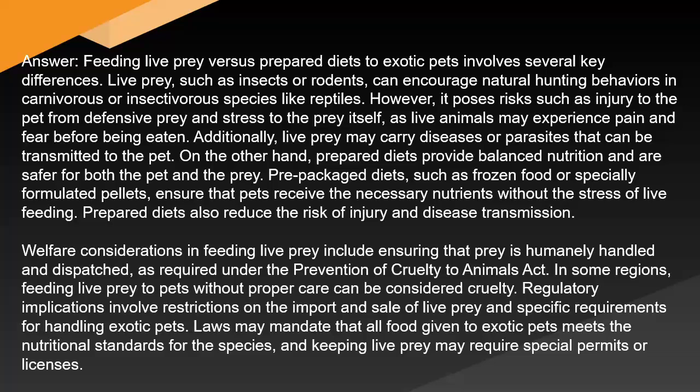Welfare considerations in feeding live prey include ensuring that prey is humanely handled and dispatched as required under the Prevention of Cruelty to Animals Act. In some regions, feeding live prey to pets without proper care can be considered cruelty. Regulatory implications involve restrictions on the import and sale of live prey and specific requirements for handling exotic pets. Laws may mandate that all food given to exotic pets meets the nutritional standards for the species, and keeping live prey may require special permits or licenses.